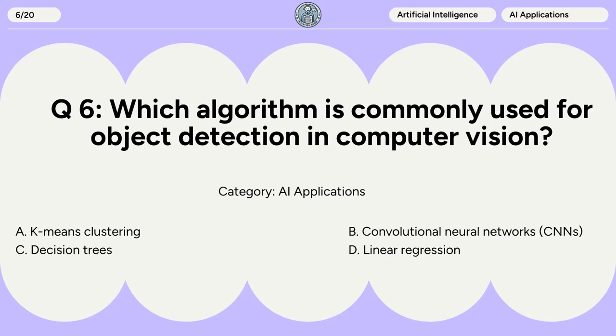Question 6. Which algorithm is commonly used for object detection in computer vision? A. K-means clustering. B. Convolutional neural networks. C. Decision trees. D. Linear regression.